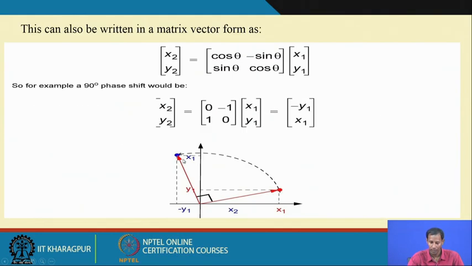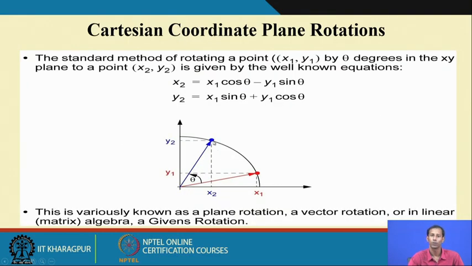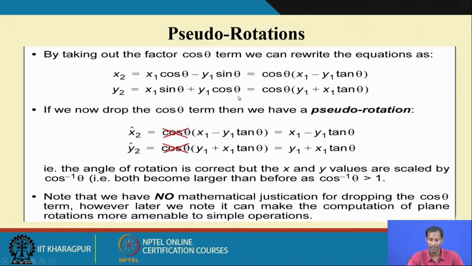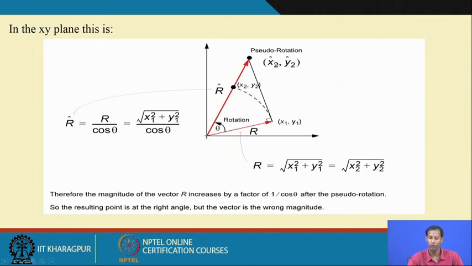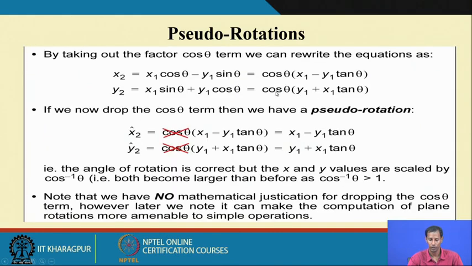These are the values of x2 and y2 depending on this particular function. But instead of doing that, we are doing another rotation, the pseudo rotation, and the corresponding values for that are x2 cap and y2 cap. How can the pseudo rotation be written? If I just cross out this cos theta, x1 minus y1 tan theta and y1 plus x1 tan theta will be the corresponding pseudo rotation values of x2 cap and y2 cap. Okay.